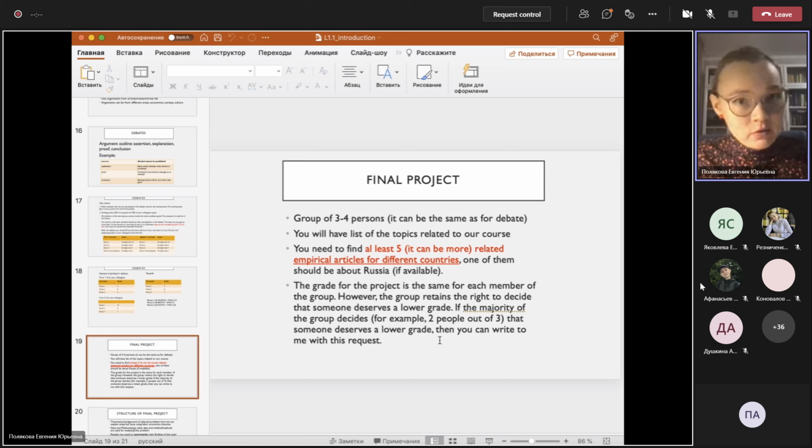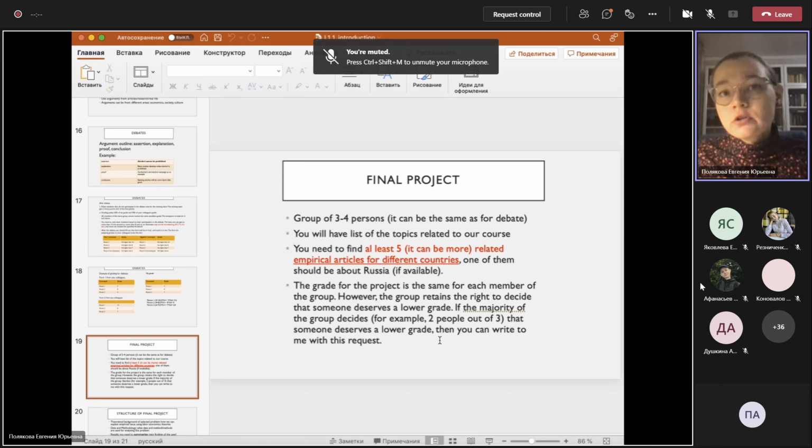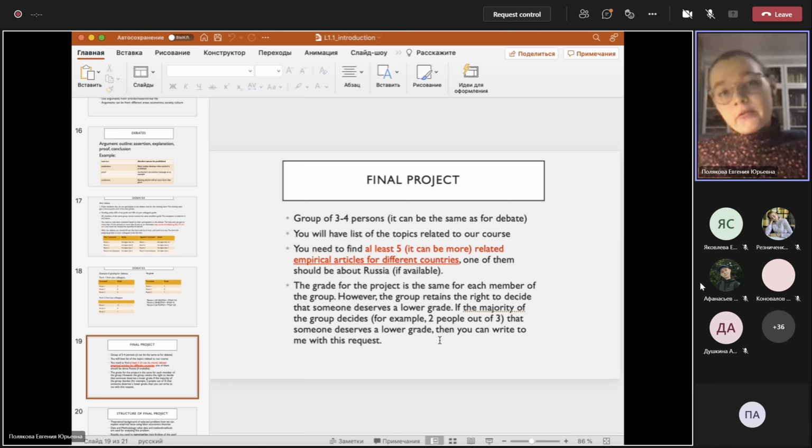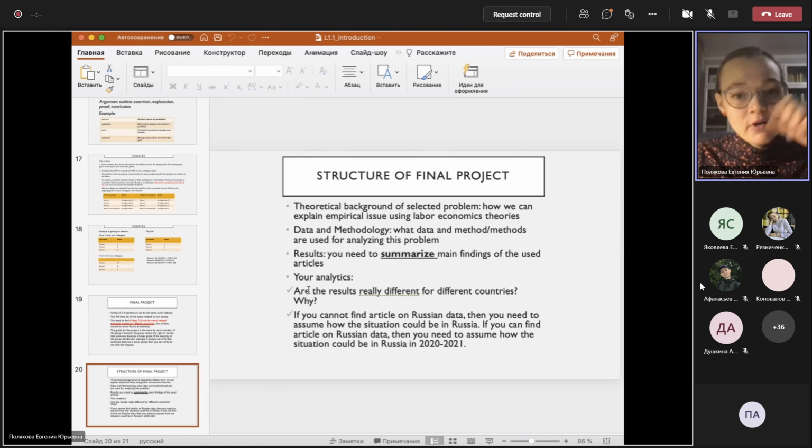Okay, but it's based on you. It's up to you. I will not deduct any points from any member of the groups. All members of the group get the same grade for the paper. But if you decide to punish a free rider, then you can write me with arguments. I hope it's clear.